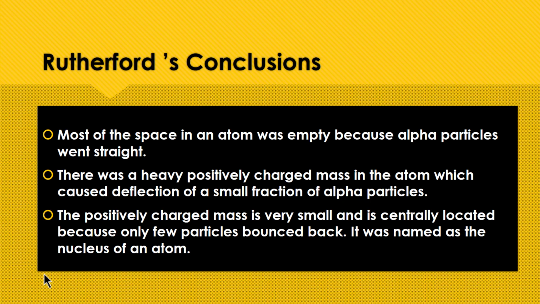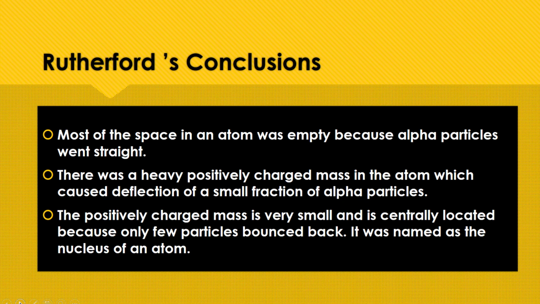See, already explained that most alpha particles passed straight through the foil without any deflection from their path. Next, there was a heavy positively charged mass in an atom which caused deflection in a small fraction of alpha particles. The third one is that the positively charged mass is very small and centrally located, because only a few particles bounced back. It was named the nucleus of an atom.